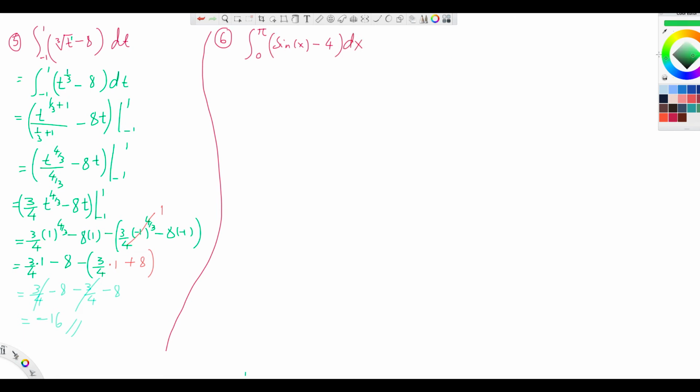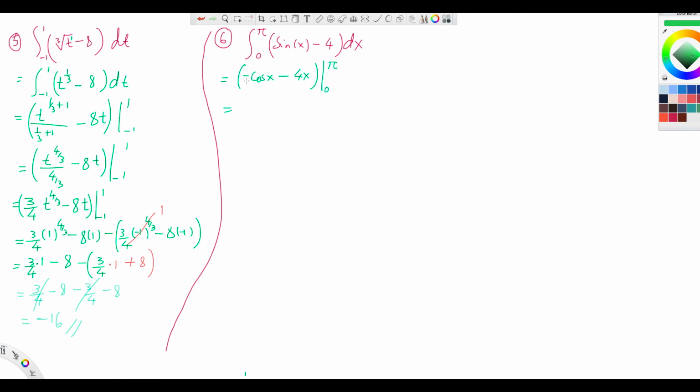So how do I do this problem? It's basically the same thing, right? You find out the integral of sine x. Do you remember what is the integral of sine x? It is negative cosine of x. Why? Because the derivative of negative cosine x will be positive sine x. Minus, what is the integral of 4? That will be 4x, right? Now you write down the limit 0 to pi.